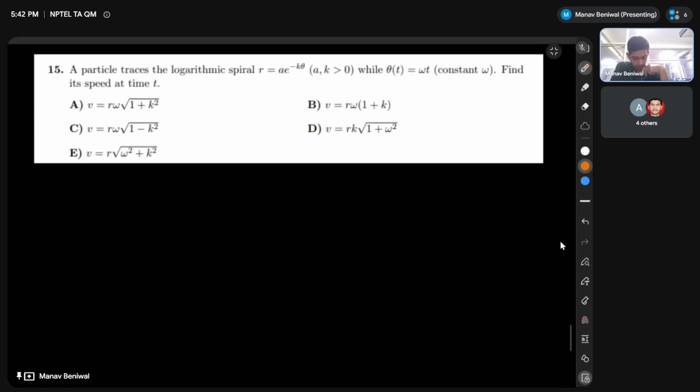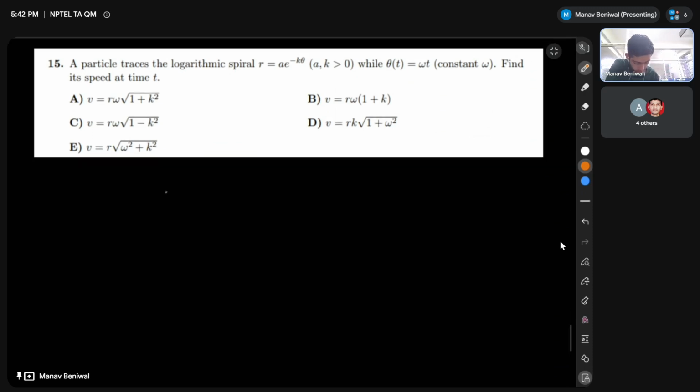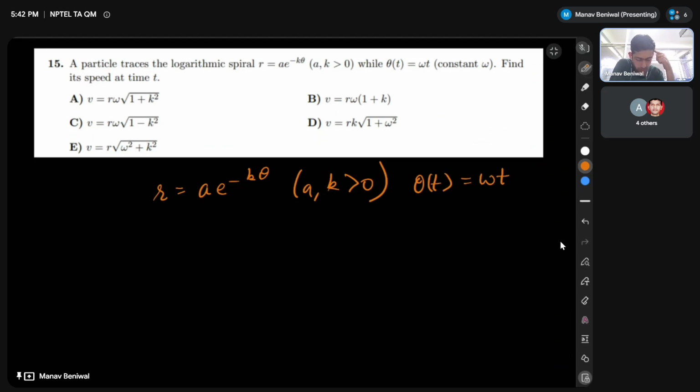Okay, now let's solve the last problem for today. And here we are given a logarithmic spiral r equals a e to the minus k theta. We are given that a and k are greater than 0, while theta of t is omega t, and omega is a constant. Find its speed at time t.